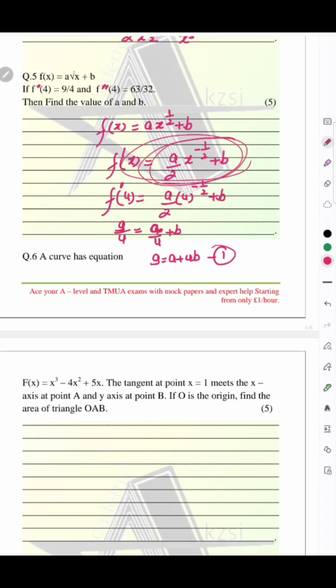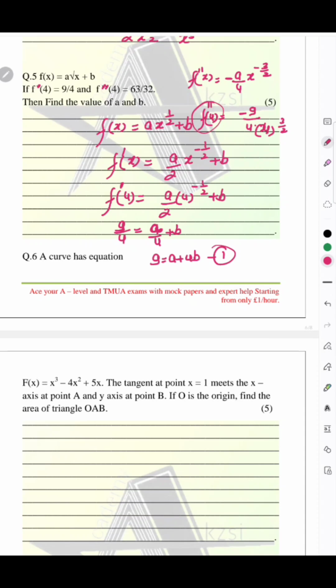Now differentiate this one. If you differentiate it again, you will get the second derivative. So f double dash x is equal to, differentiating this now, minus a over 4 x to the power of minus 3 by 2, and the differentiation of a constant is always 0. Substitute 4 here. So minus a over 4 times x to the power, which is 4. f double dash 4: 4 to the power of 3 over 2 will give me 8.